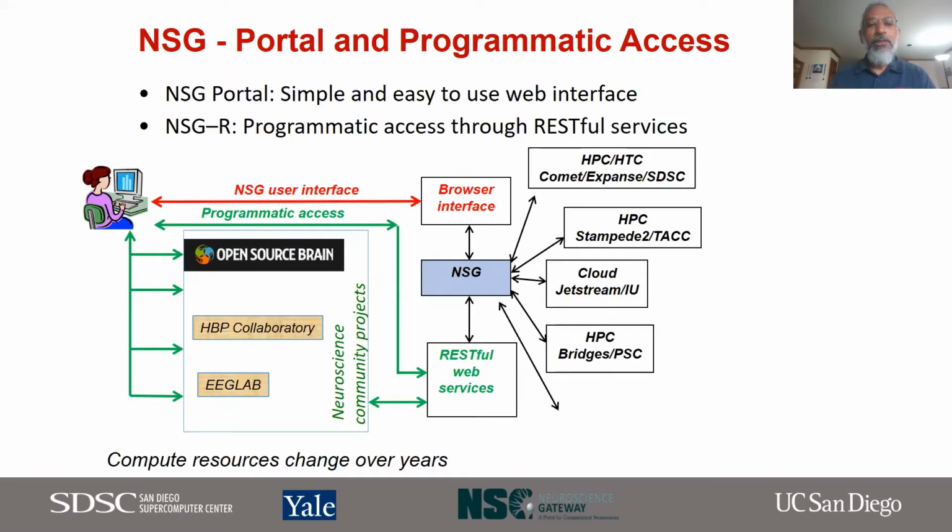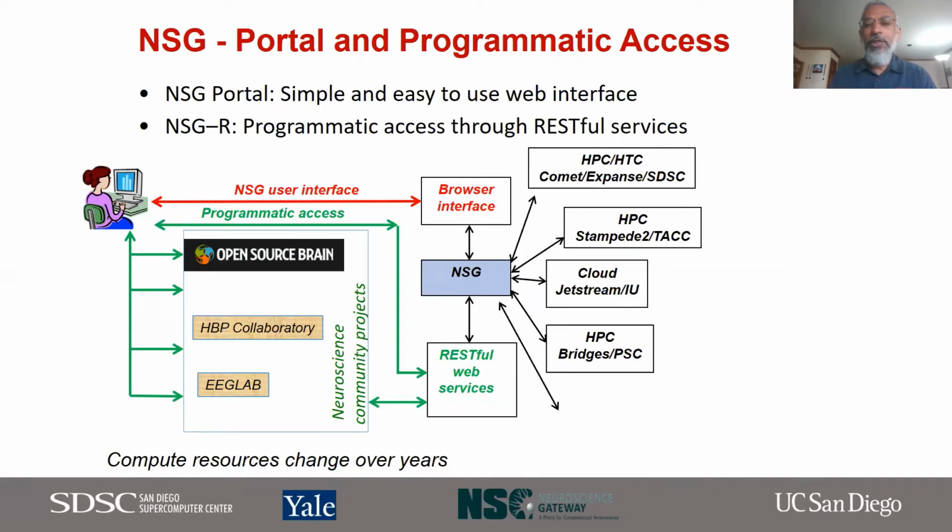So as I said, the Neuroscience Gateway provides access through a web-based interface, the browser interface, or for more sophisticated users, programmatic access. And the main users of NSG are individual neuroscientists, graduate students, postdoc researchers, like all of you listening today. But there are some community neuroscience projects who can also send their computation to NSG. I will mention it later.